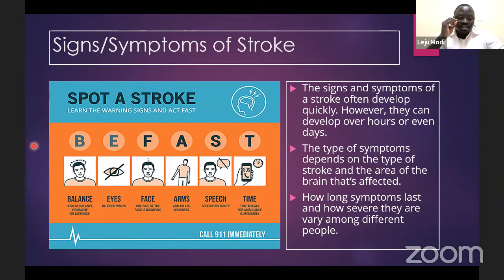E is for eyes. You can look at the eyes, or they can speak to you and tell you they are not seeing well, or the person starts complaining of not seeing well. It might be something you want to be worried about. So blurry vision, okay, and then the face, very important, the face. This F is actually very important for you to remember. F stands for the face. What do you want to look at in the face?